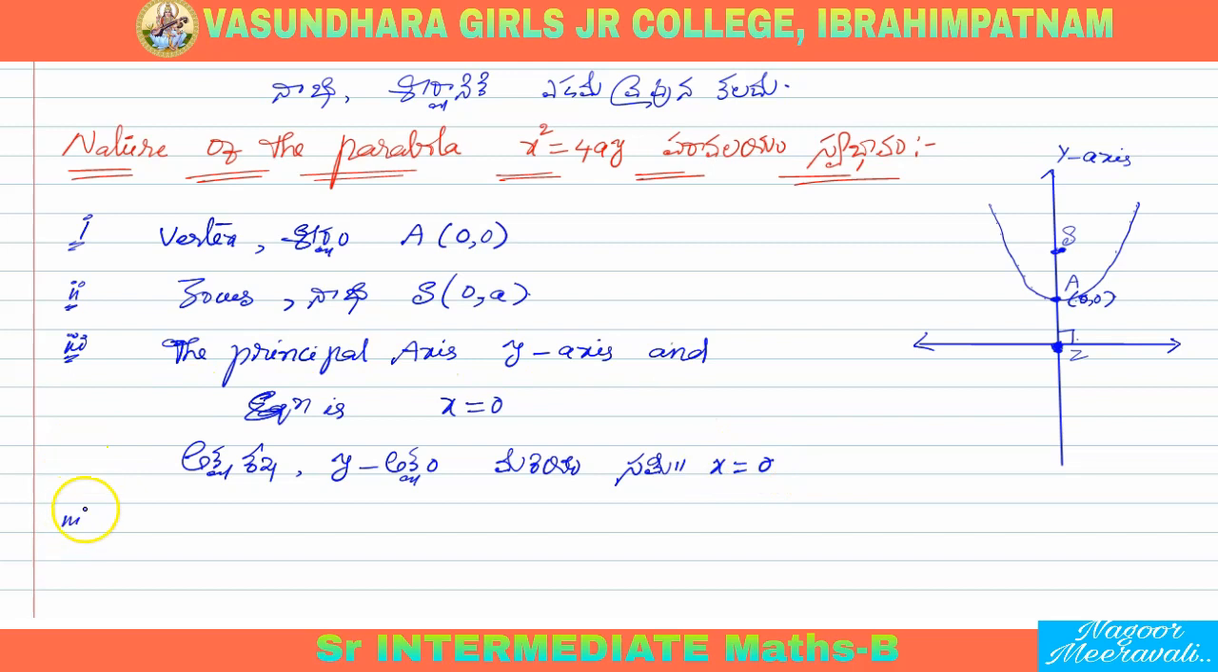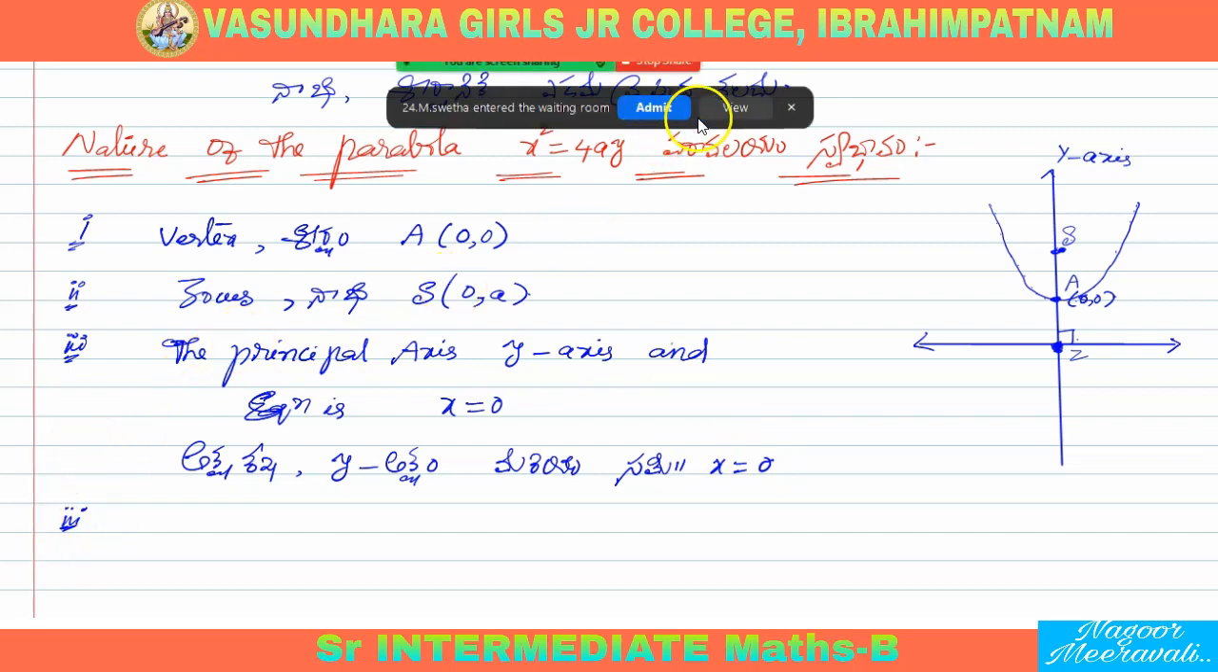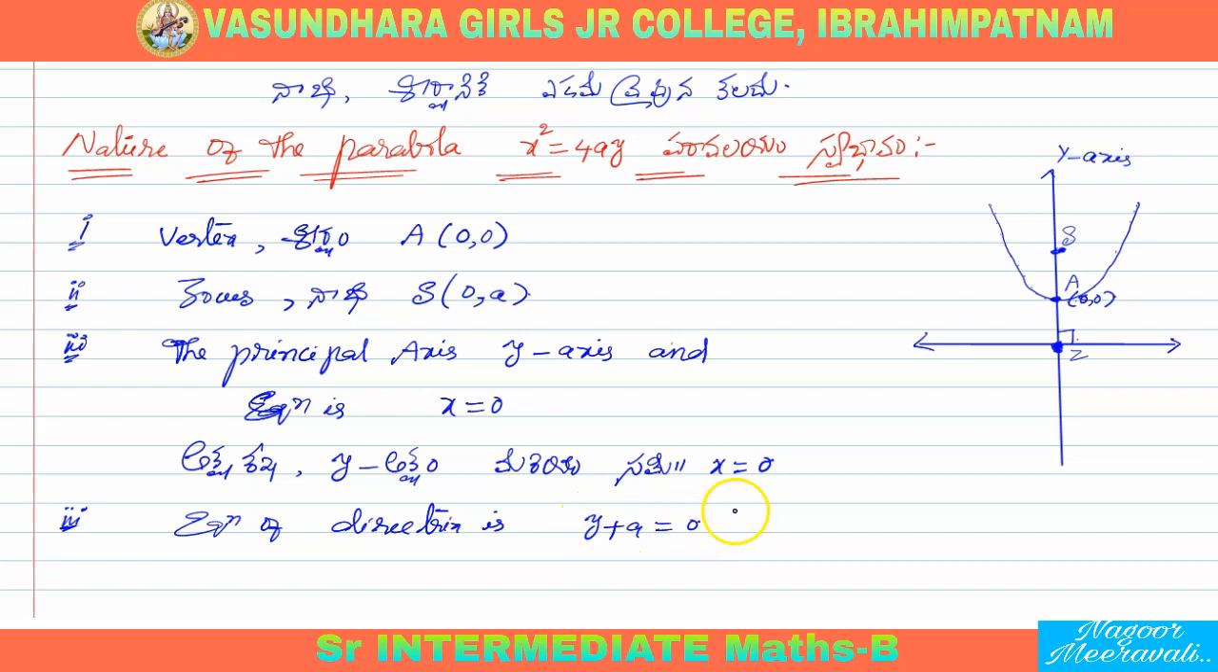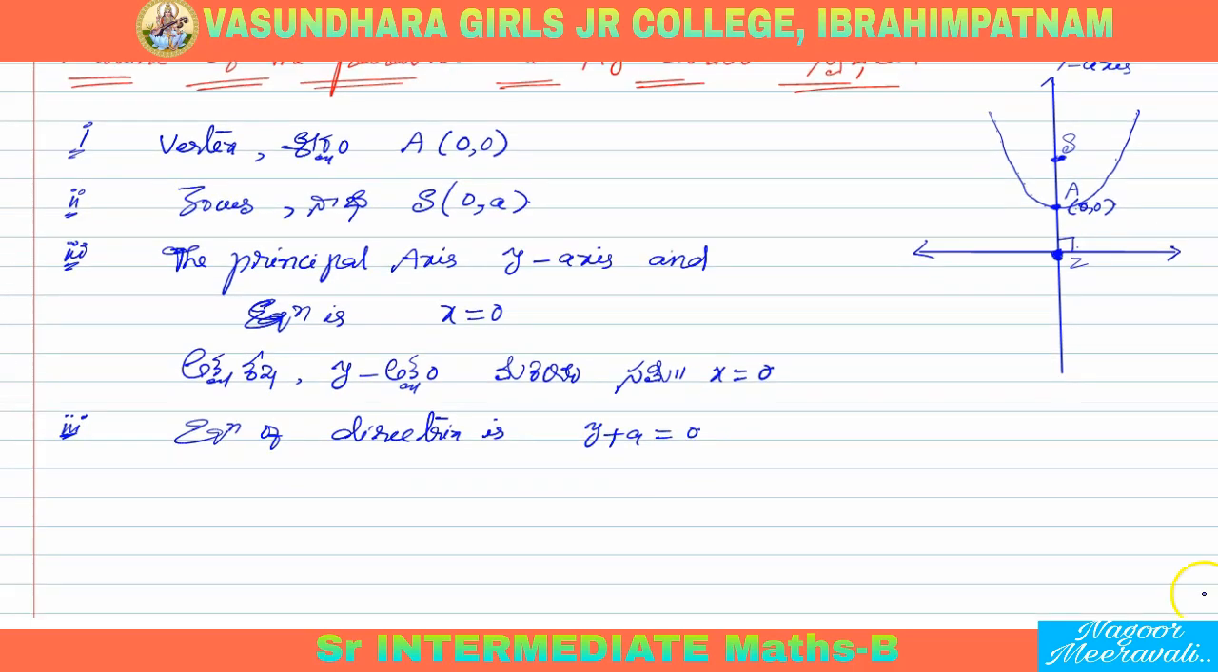Next one, after the principal axis we have to write the equation of the directrix. So here the equation of the directrix, in y² = 4ax, we write x + a = 0. Here we have to write y + a = 0. నీతరేఖా సమీకరణం.